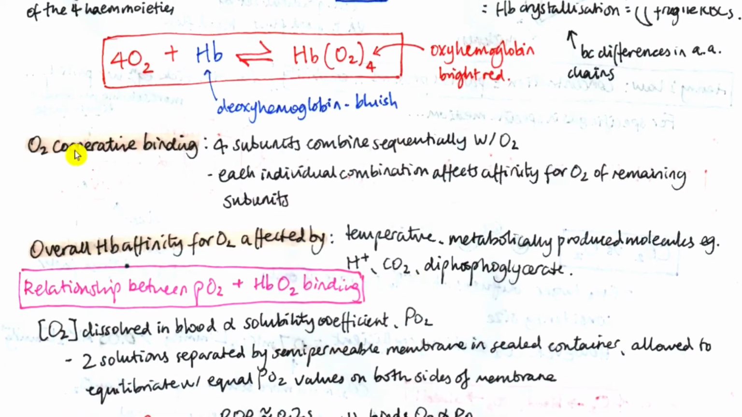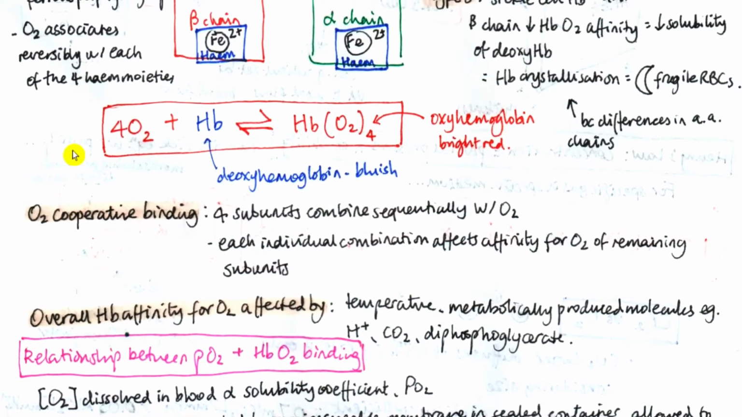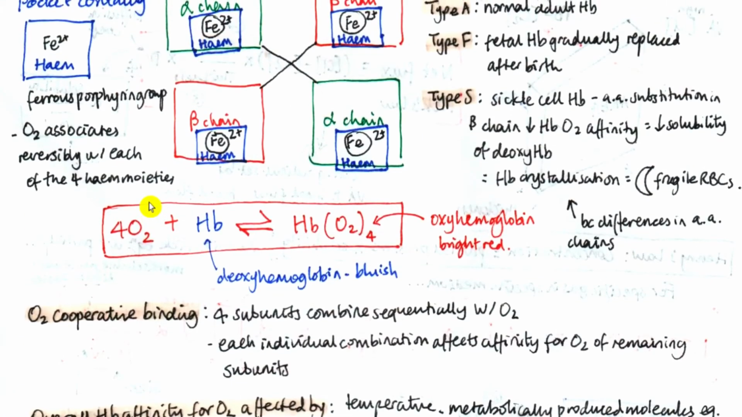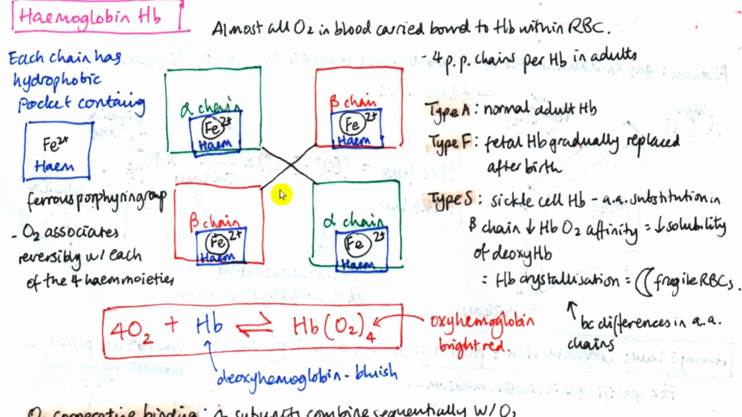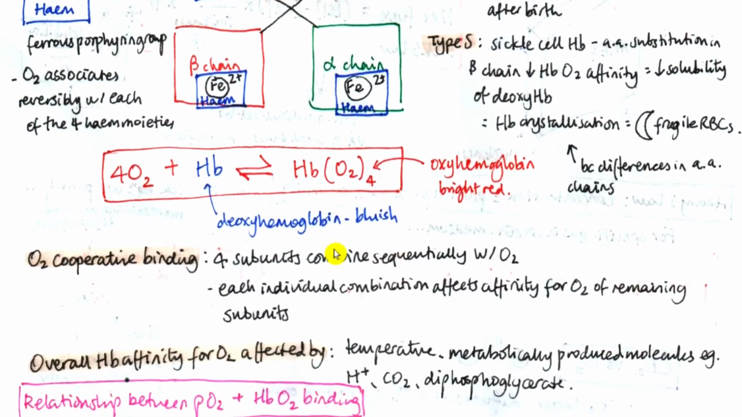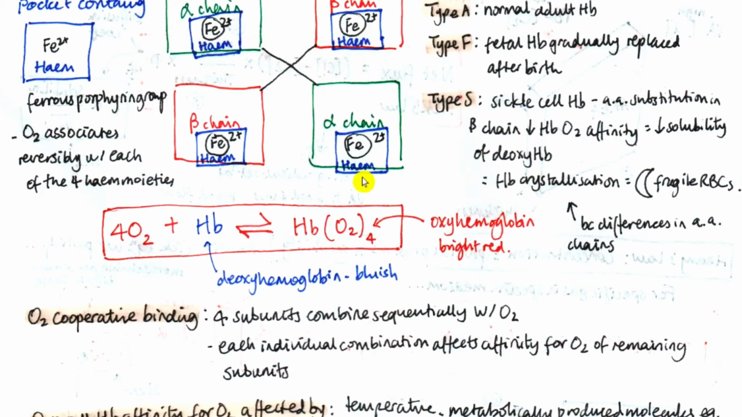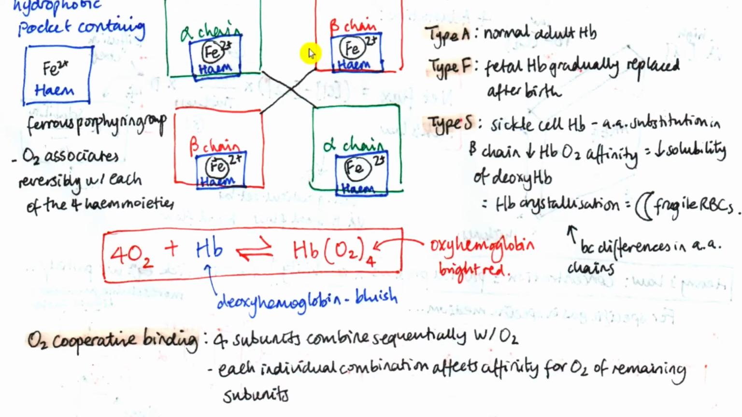And oxygen binding is cooperative. So what that means is when the first oxygen molecule binds, it alters the structure of this hemoglobin molecule so that it makes it easier for the second oxygen to bind. And the second oxygen and the first oxygen also alter the structure of the hemoglobin molecule, making it easier for the third oxygen molecule to bind.